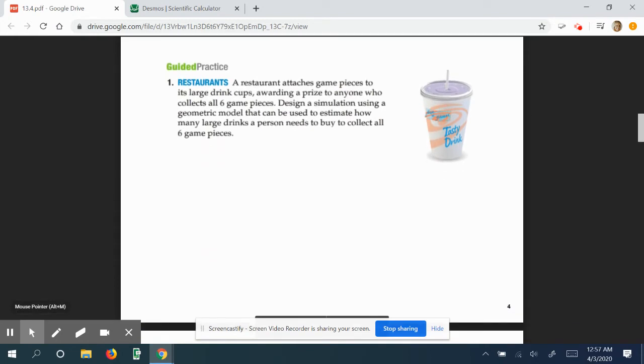All right, next one. It says, guided practice problem. A restaurant attaches a game piece to a large drink, awarding a prize to anyone who collects all 6 game pieces. Design a simulation using a geometric model that can be used to estimate how many large drinks a person would need to buy to collect all 6. So you're looking at more than one.